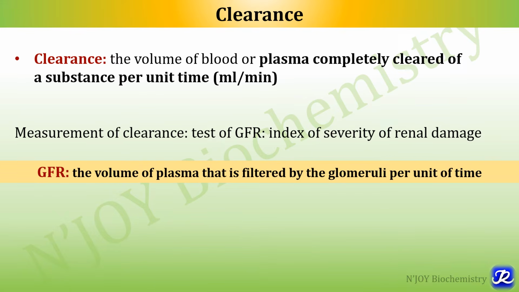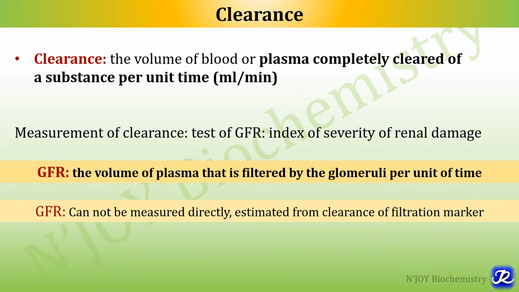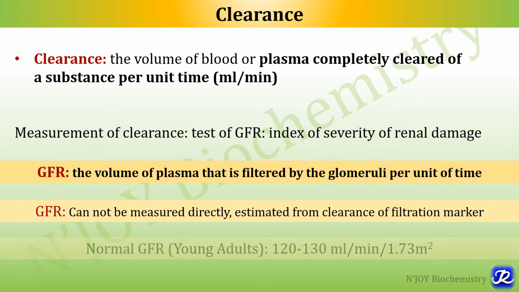GFR is the volume of plasma that is filtered by the glomeruli per unit of time. This GFR cannot be measured directly, so it is estimated from the clearance of a filtration marker. There are various types of clearance tests like urea clearance, inulin clearance, creatinine clearance, etc. The normal GFR in young adults is about 120 to 130 ml per minute per 1.73 meters square.